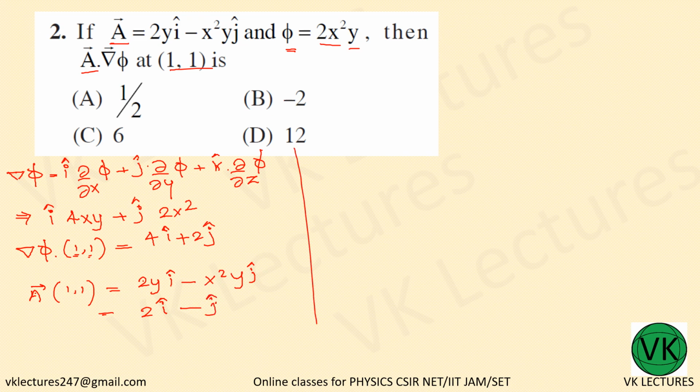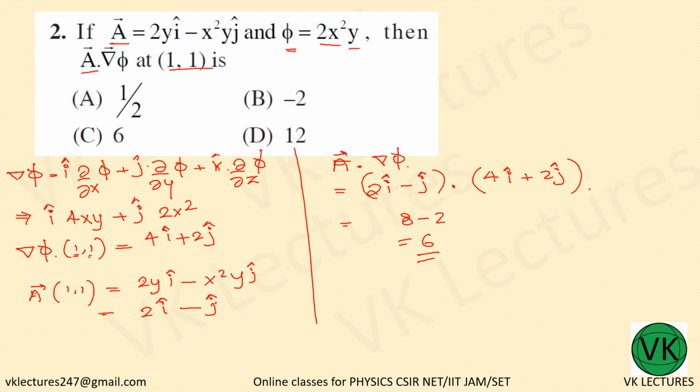Now you want the dot product of what and what? You want A bar dot del phi, so that's equal to, take both vectors, 2i cap minus j cap dot 4i plus 2j, so that is 8 minus 2, which is nothing but 6. Now your option is C.